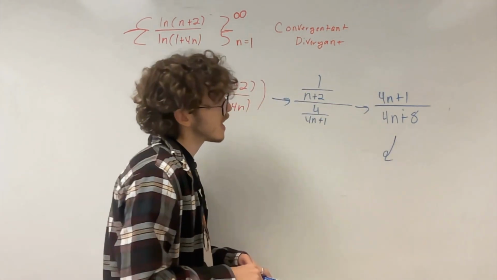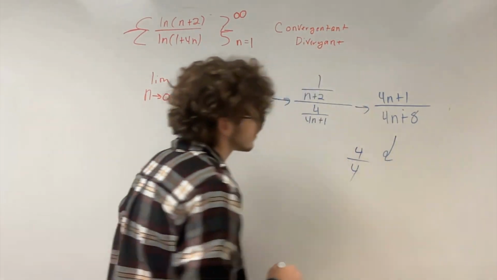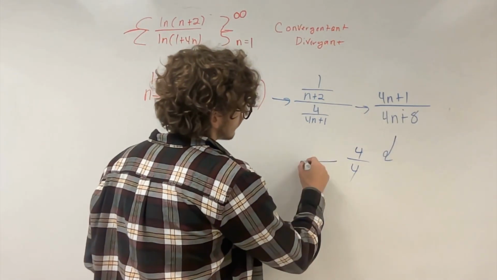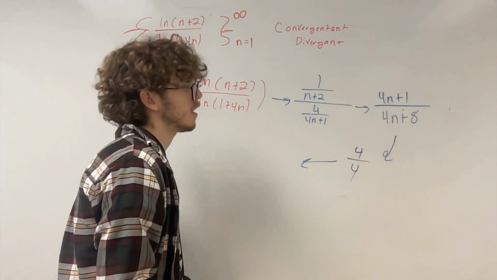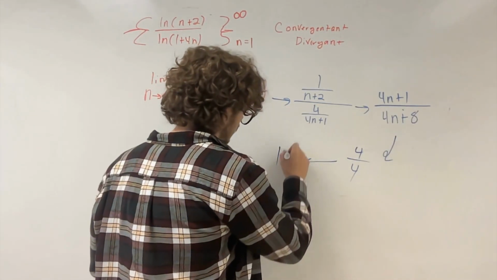Hopefully this derivative is a lot easier for you. This is just 4 over 4. Let's evaluate the limit as we approach infinity. There are no values to plug in, so this is simply 1.